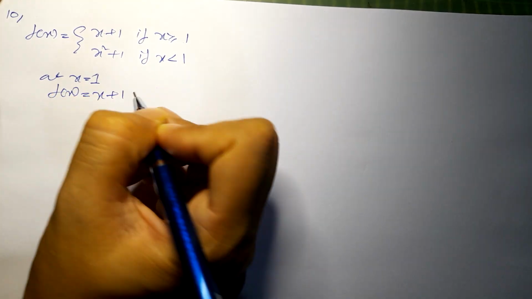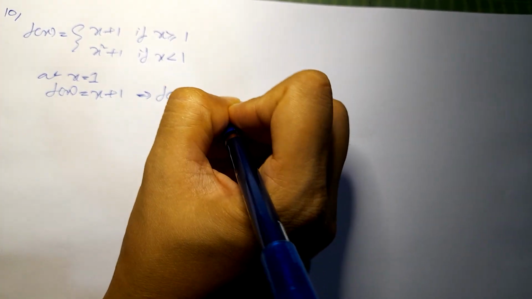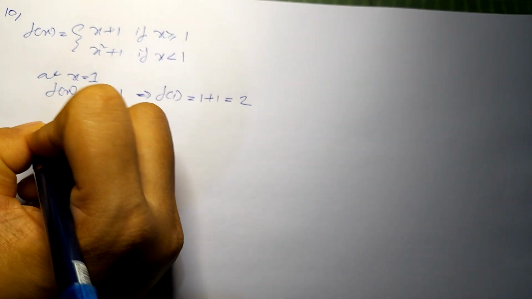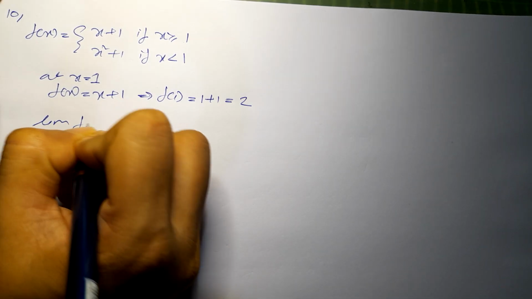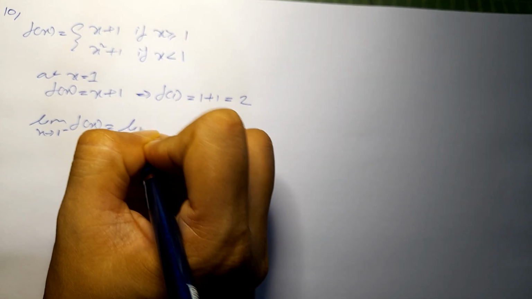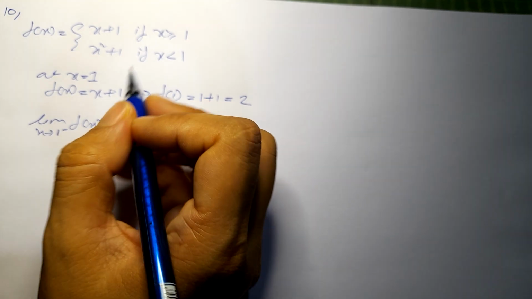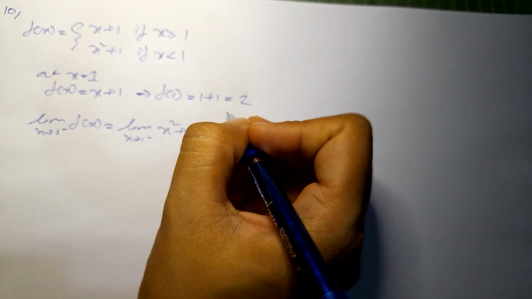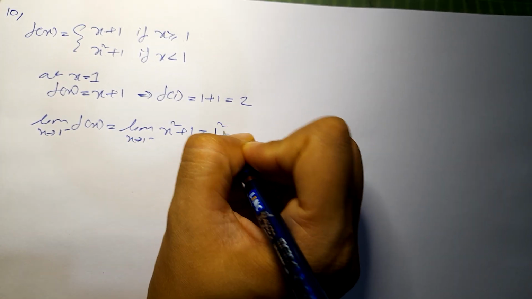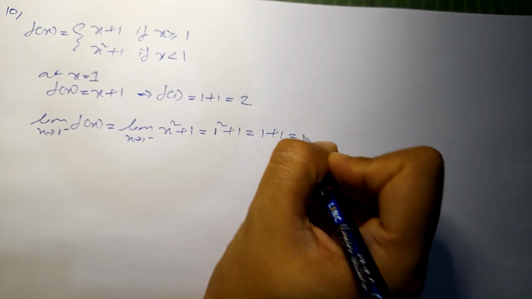So f of x is equal to x plus 1. Now f of 1, instead of x, place 1. So 1 plus 1 gives 2. Now the left hand limit, x tends to 1 minus, so less than 1. This is the function x square plus 1. Now instead of x, put 1. So it will be 1 square plus 1, that is 1 plus 1, that is equal to 2.